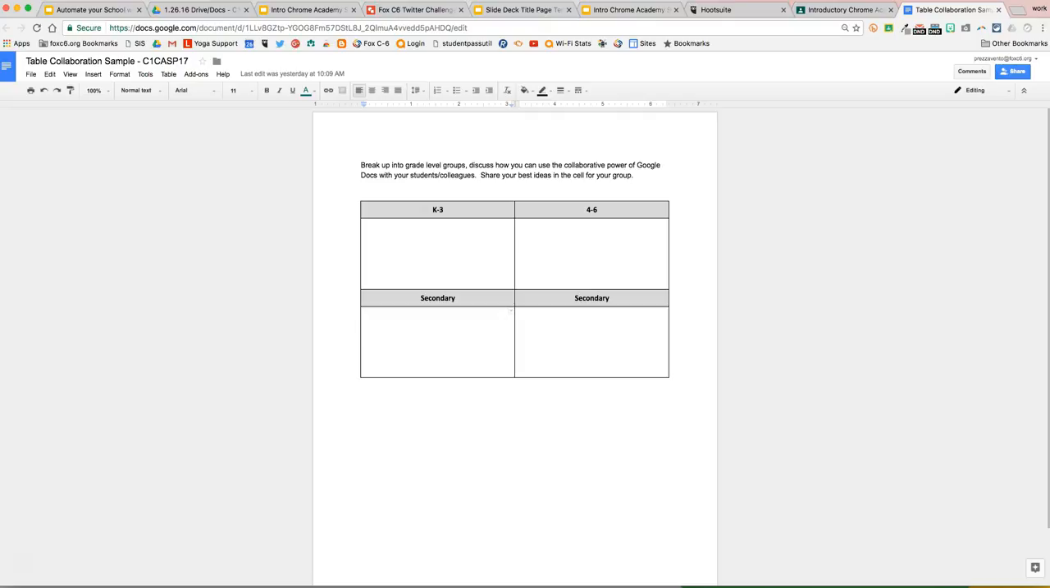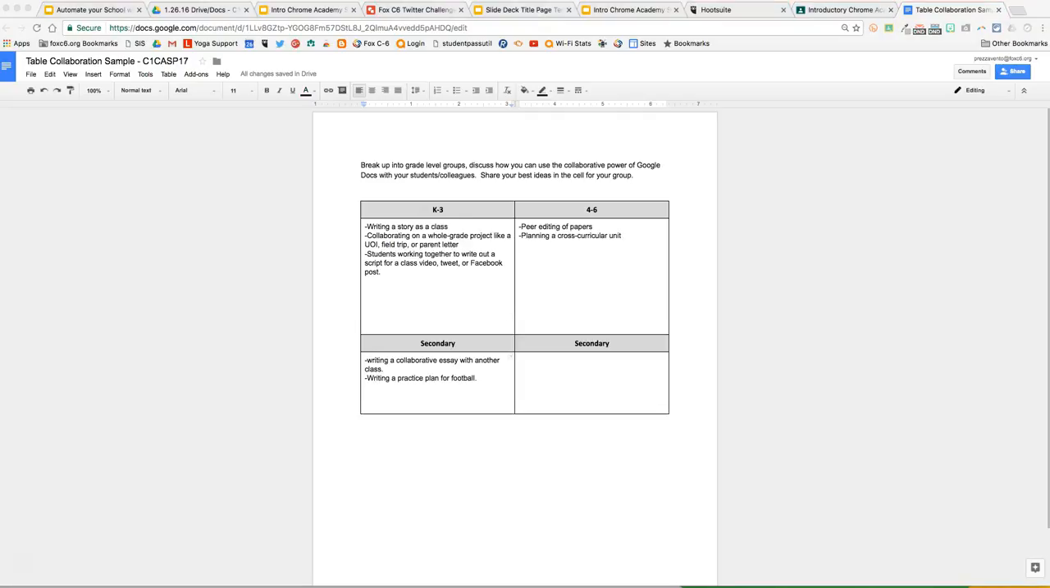Now let's take a look at the next step we'll take once groups have had an opportunity to discuss the prompt and share their best ideas with the class in this document. Now that groups have had an opportunity to discuss the prompt and share their ideas in the document, my next set of instructions to the learners in the class will be to look at another group's cell, discuss their ideas, and leave comments to offer suggestions, input, and to ask questions about them.